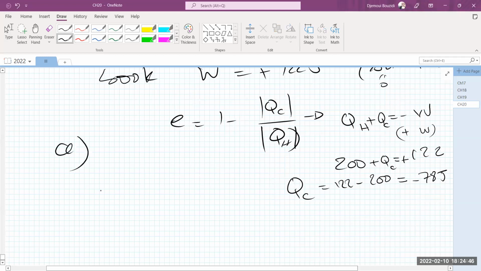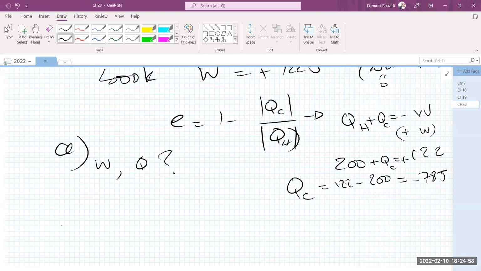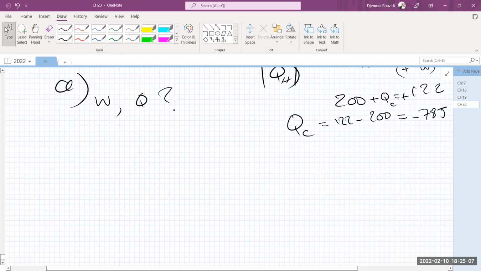Part A. We found both W and Q. Yeah. Okay. Part B of this problem. Calculate the volume of air-fuel mixture at point A in the cycle. We need to find VA.